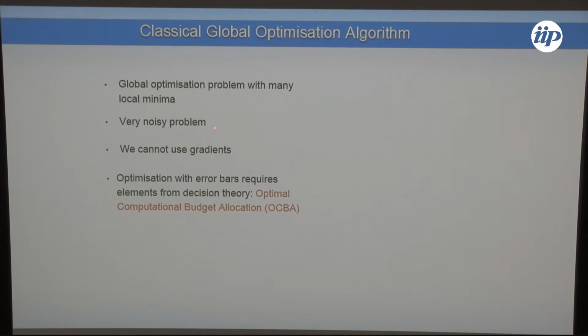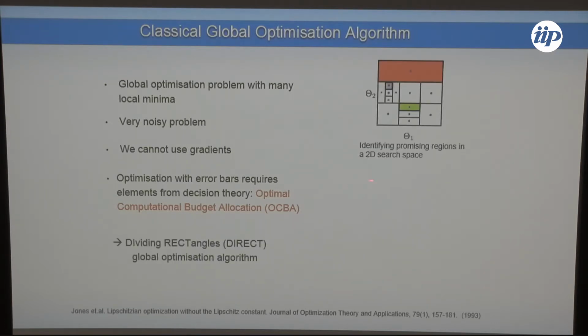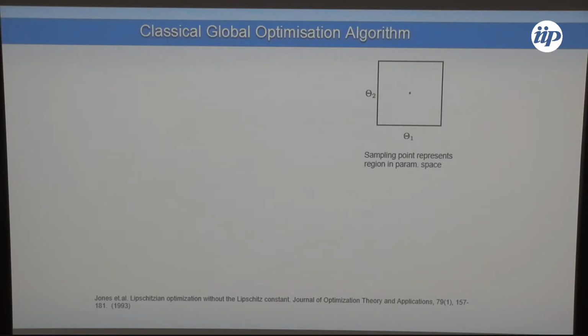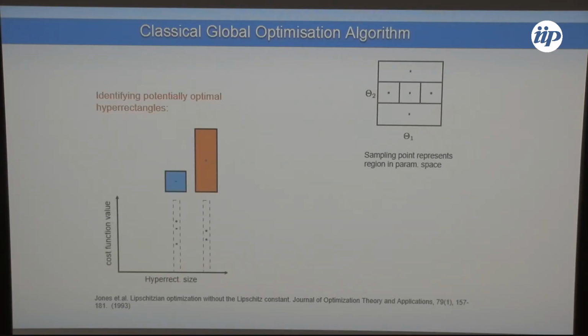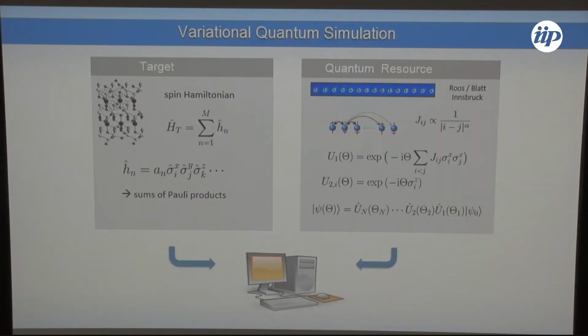So I get very noisy energy values. We don't have gradient information. So it's a very hard optimization problem actually. The algorithm that we use is called the DIRECT algorithm, the dividing rectangles. Maybe in view of the time, I will skip through the details.